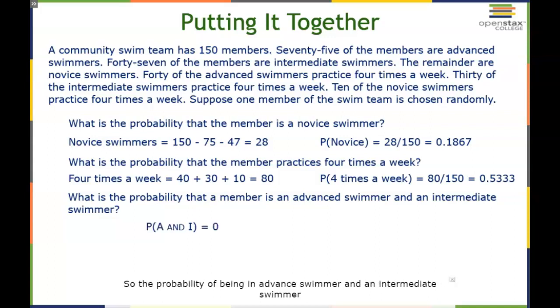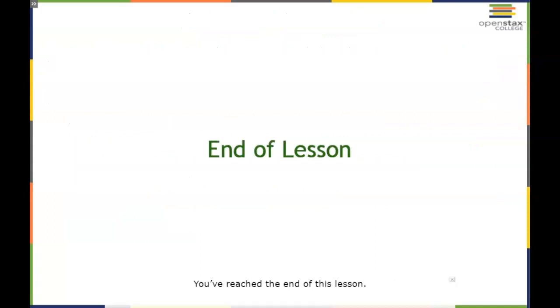So the probability of being an advanced swimmer and an intermediate swimmer, these are mutually exclusive, and therefore it equals 0. You've reached the end of this lesson.